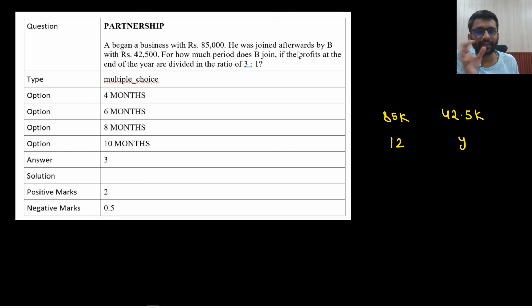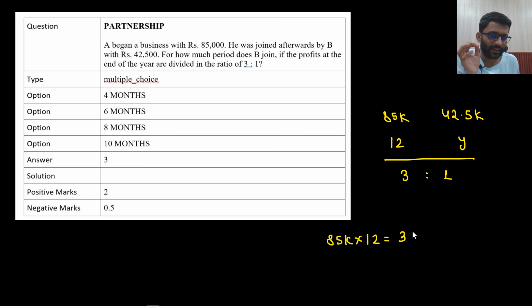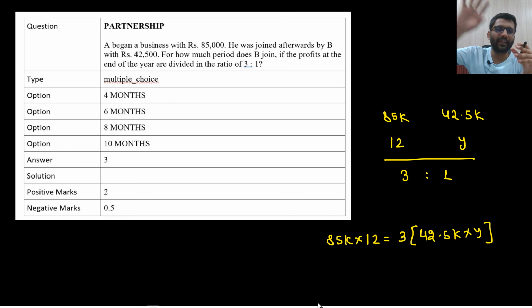For how long did B join? So for how much time he invested, we don't know that. The profit is divided in the ratio 3:1. So basically 85k into 12 is 3 times 42.5k into Y. Say yes or no. Very simple equation. The person who invests more money for more time, basically money into time is the profit. That would be the ratio of the profit, no?